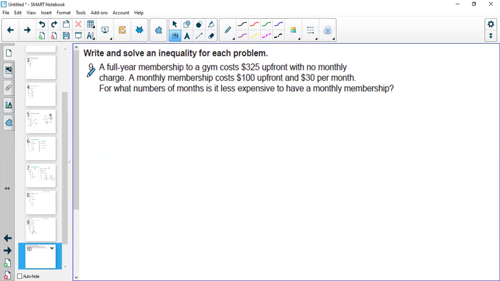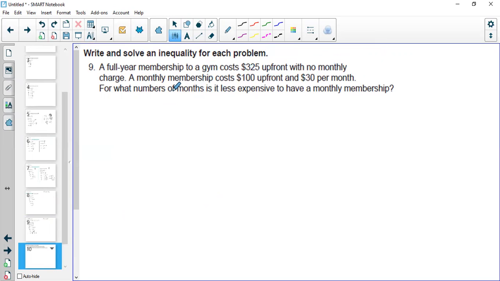Okay, now let's go do some problem solving. A full year membership to a gym costs $325 upfront, means direct, with no monthly charge. So if you're going to a gym for a full year, you just have to pay $325 directly. This is for one full year. Then a monthly membership costs $100 upfront and $30 per month. So you need to pay $100 first, and then $30 you need to keep paying monthly.